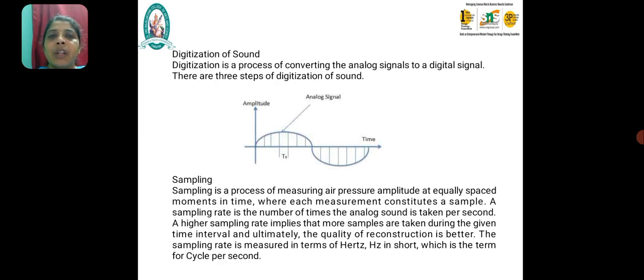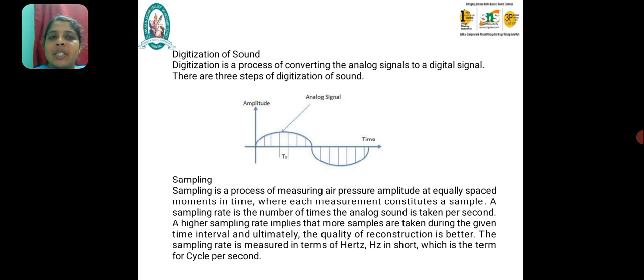So first of all, before going to the audio system, I'm going to explain the basic concepts of the audio system. Digitization of sound. It is a process of converting the analog signal to the digital signal. The word digitize means converting the normal analog signal into the digital signal for a purpose. So we have to follow three main steps for digitization. Let me see one by one.